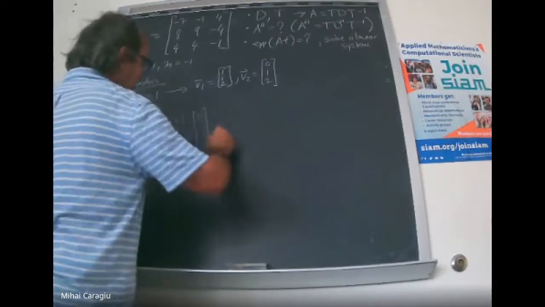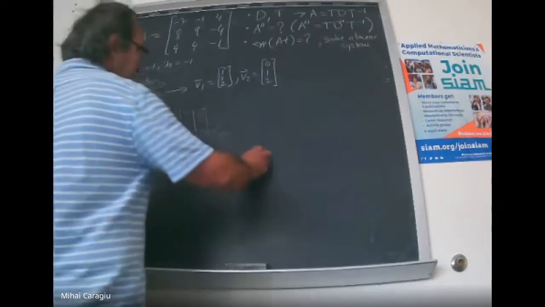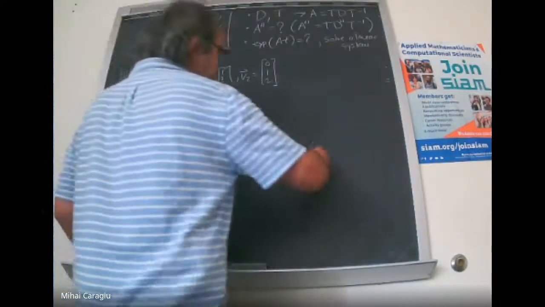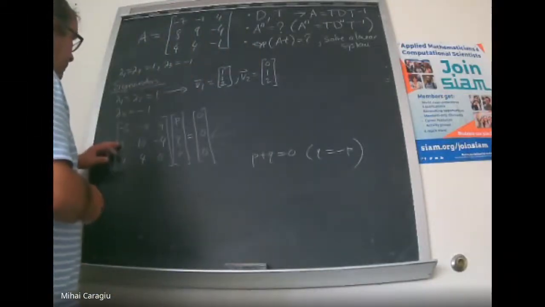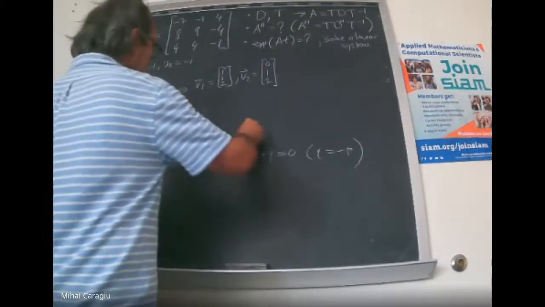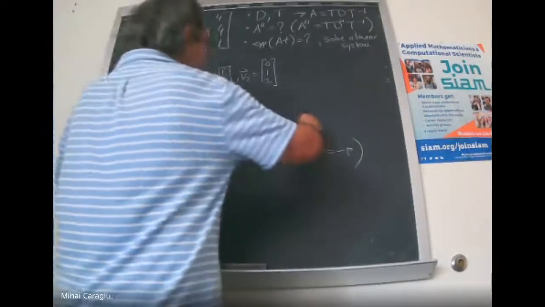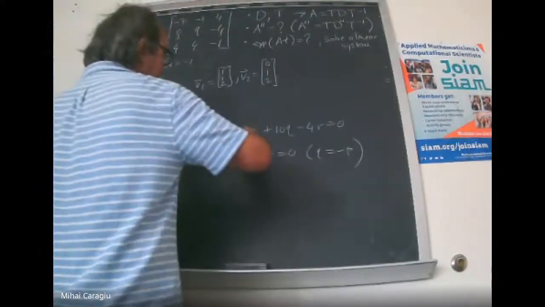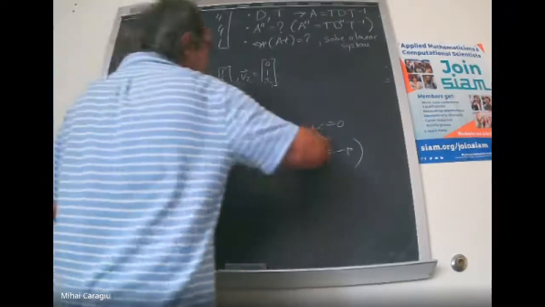So what does it mean? First of all, this is very important, that p plus q equals 0. Or if you want, q equals minus p. Then this will be 8p plus 10q minus 4r equals 0. And if we simplify by 2, we get 4p plus 5q minus 2r equals 0.